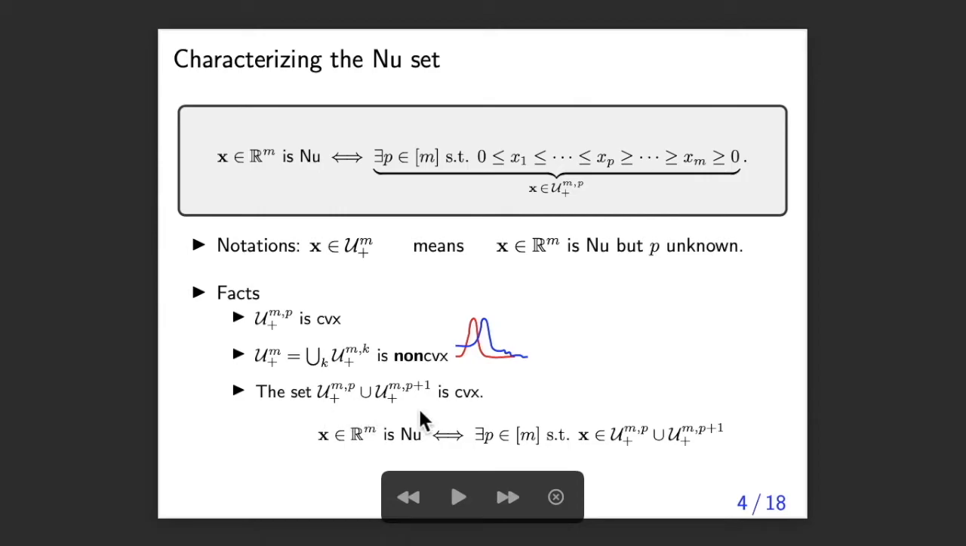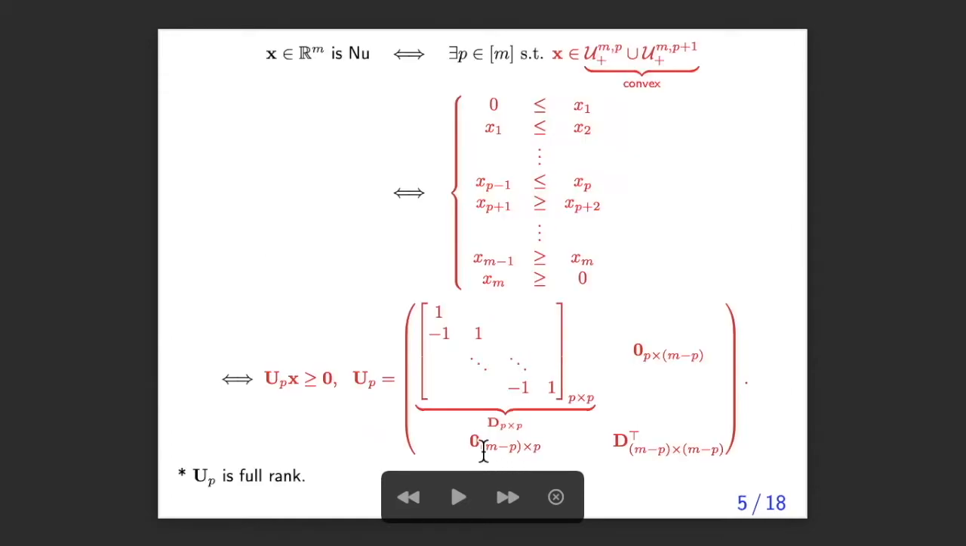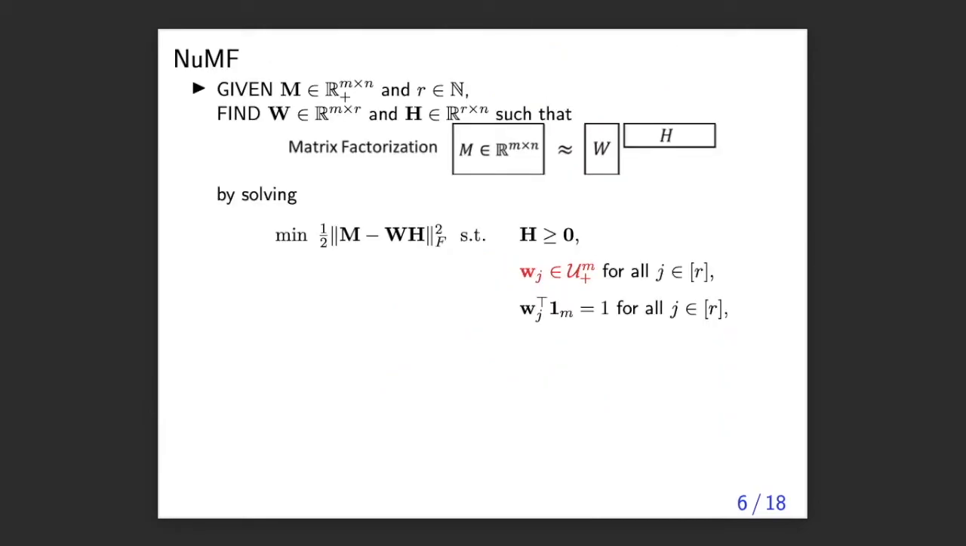And we can characterize the NU membership: a vector X is NU if and only if X is inside this union for some P. This membership characterization can actually be expressed by a matrix-vector product. First, by the definition of NU, we can write down this system of inequalities. This can be expressed using a matrix UP, which has this structure. It's built on a first order difference operator D. That is what we have seen as NU.